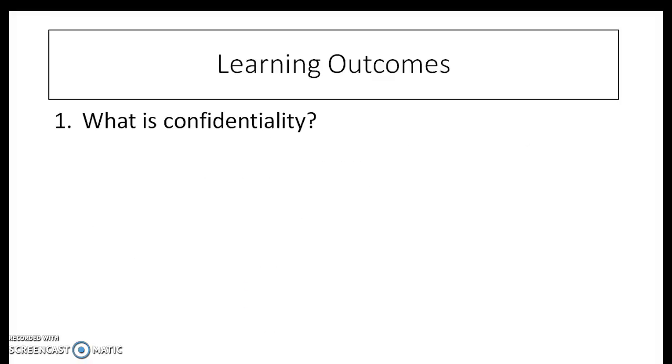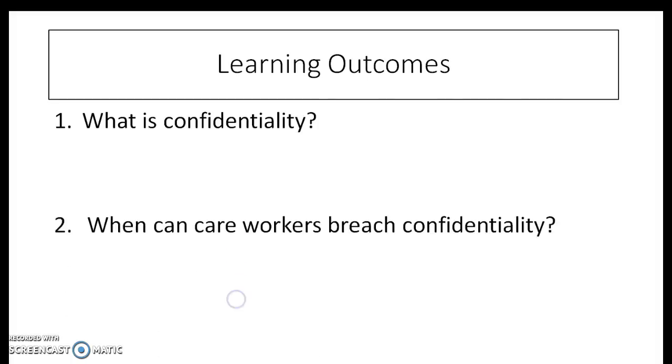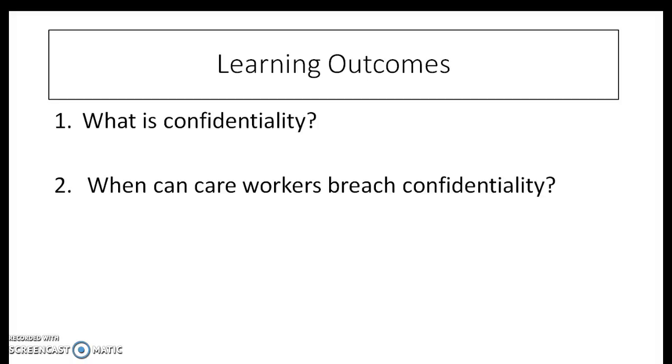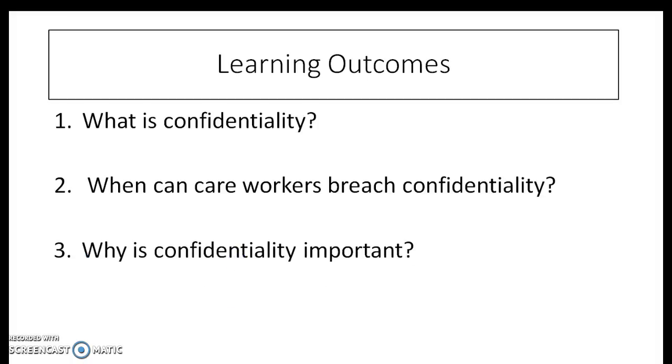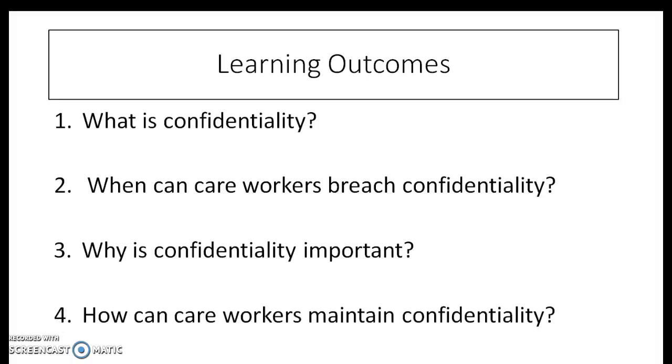Learning outcomes. You need to know what confidentiality is. What does it actually mean? Keeping things private or secret from other people who have no need or right to know. Secondly, when can care workers break confidentiality? What are the circumstances in which they're allowed to do it? Thirdly, why is it important? What effect can it have on service users? And lastly, the practical ways that care workers can maintain confidentiality. We'll look at that in class. It's numbers 1 to 3 you need to know about from this video.